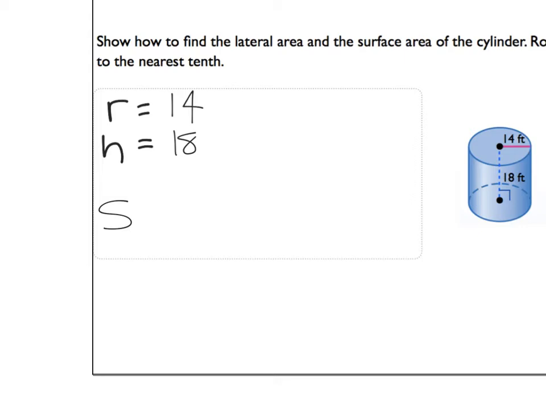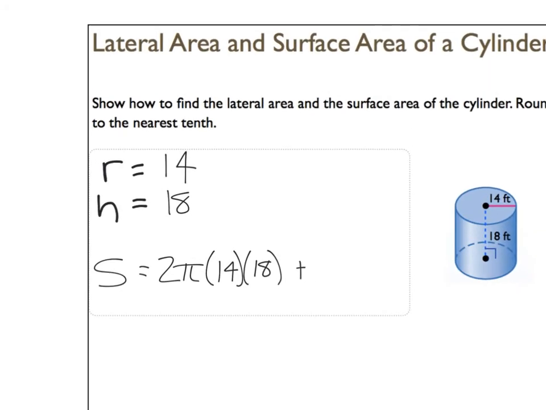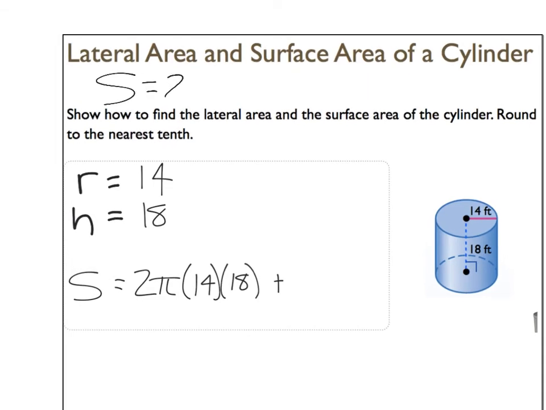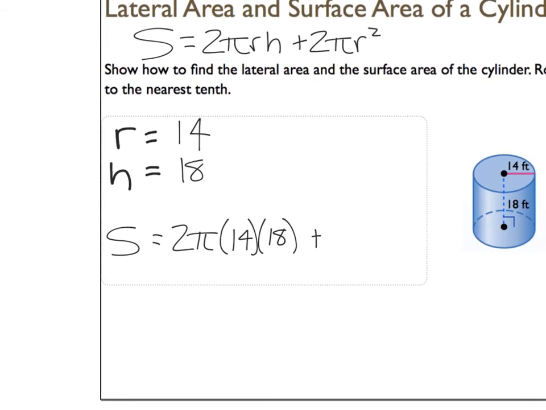All right, so I'm going to start with my surface area formula, and that's going to be 2 pi times the radius, which is 14, times the height, which is 18, plus, and then the second part is, here, I'm going to write this up here for you guys. All right, sorry, I usually do that sooner. And so plus 2 pi times our radius squared, so 14 squared. And remember, we're just squaring the 14.